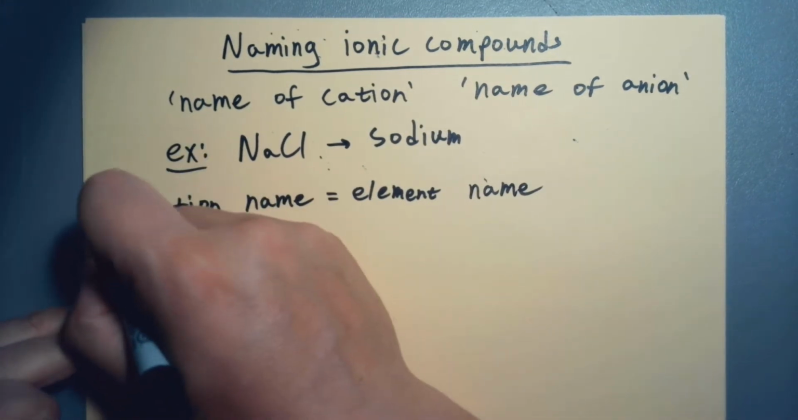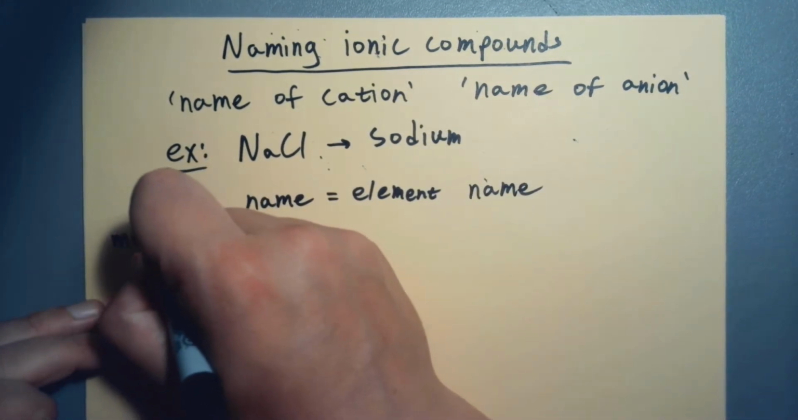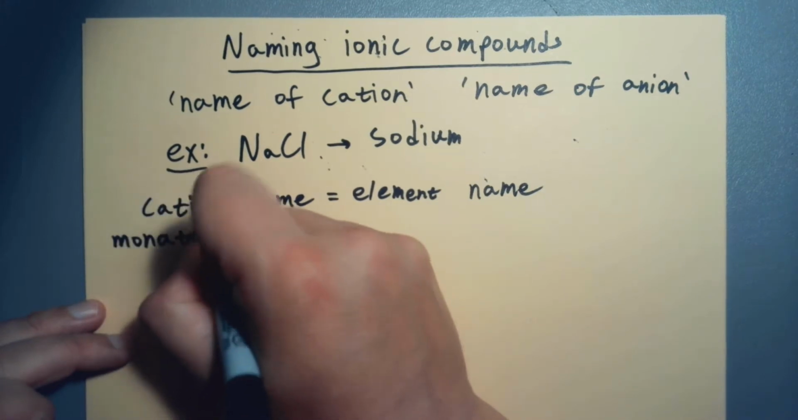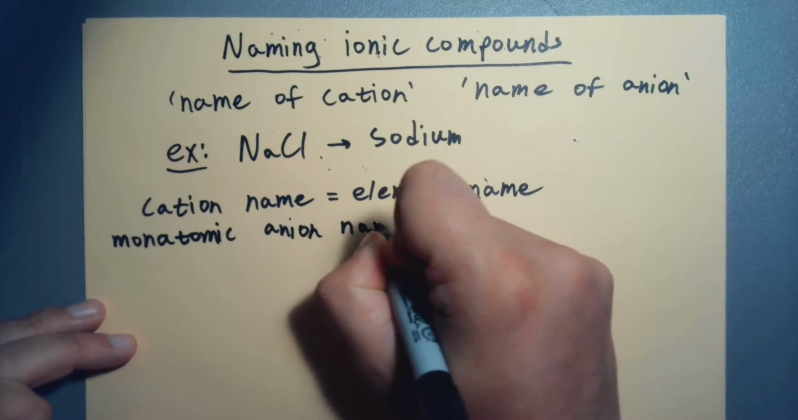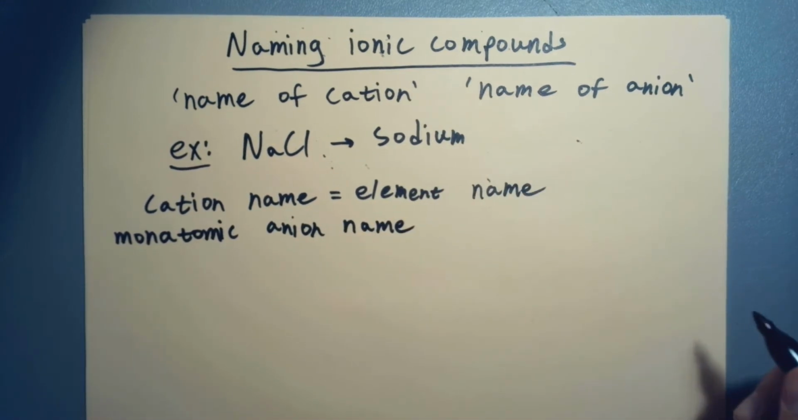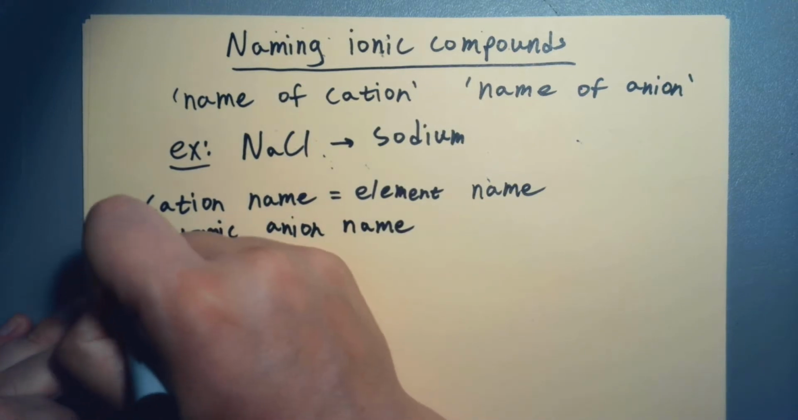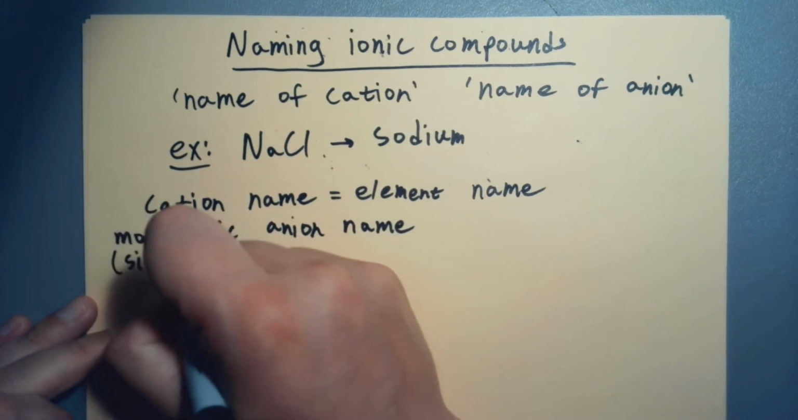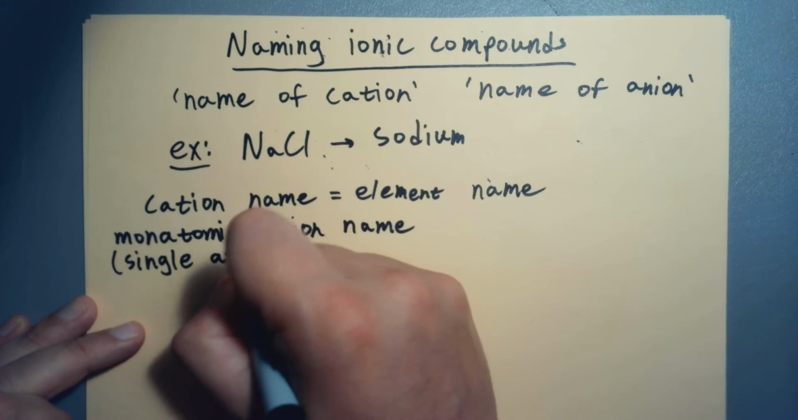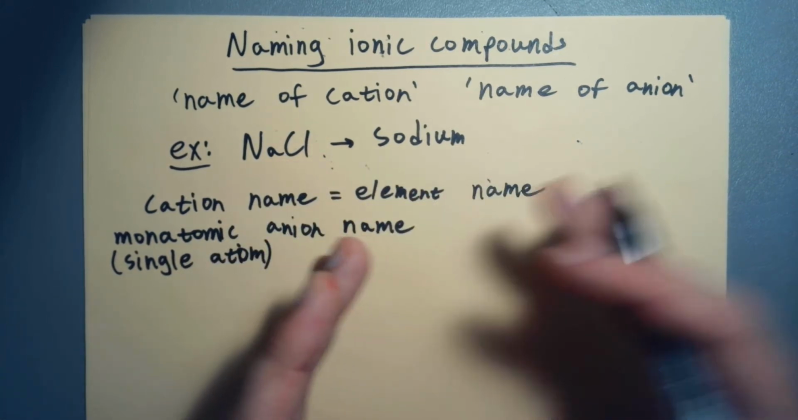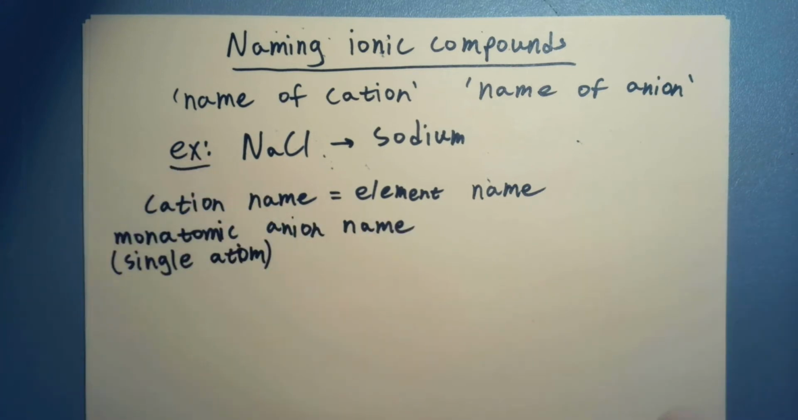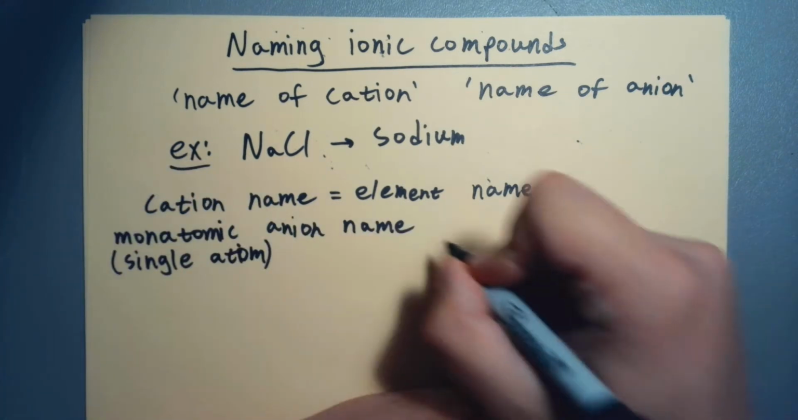So we're going to say something very specific here. Monatomic anion name. We have to do a little trick here. Alright, so monatomic means single atom. Alright, so this is Cl minus. There's only one atom. It's picked up extra electrons and become an anion. That's what we're talking about here.